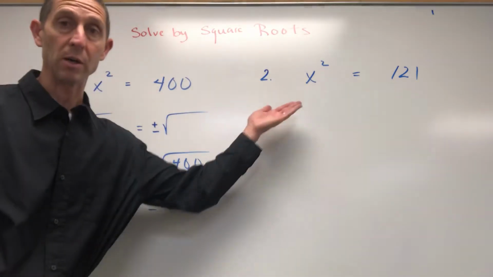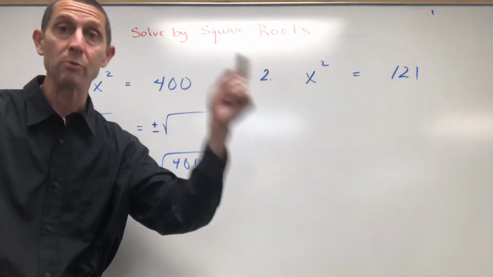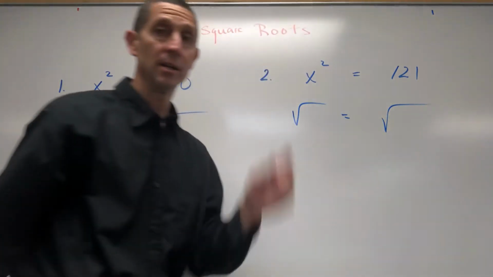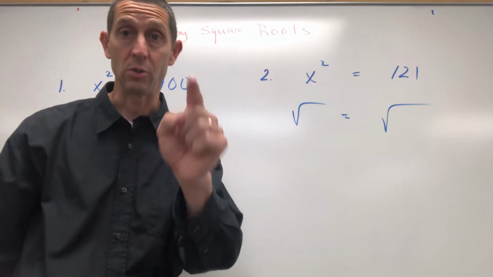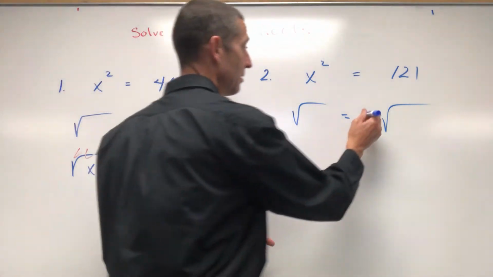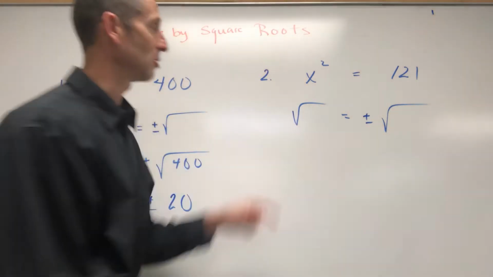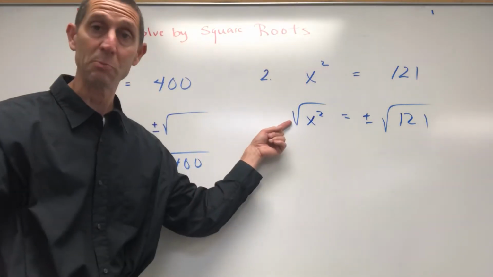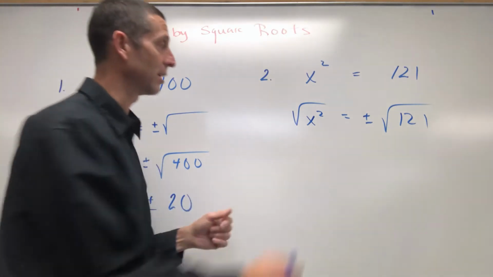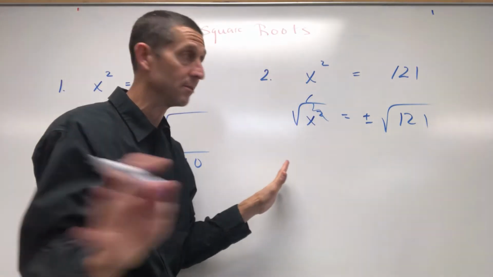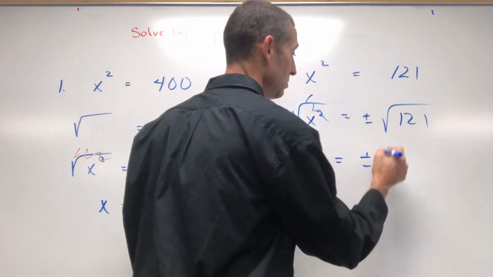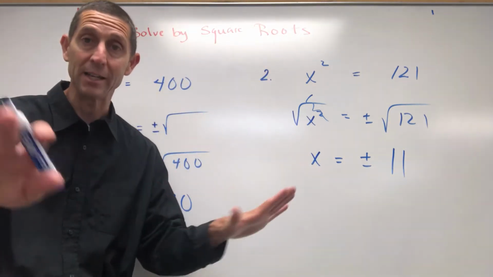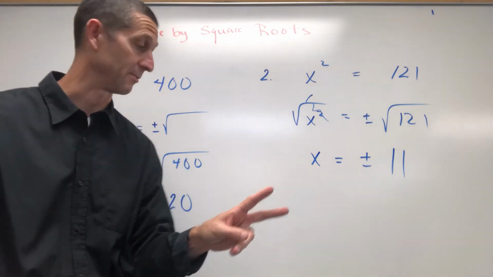121. So we walk up to the x, it's squared, we want to unsquare it. We bring in the square roots. You brought in the square roots, so you have to bring in plus or minus. There is plus or minus. Drop in your x squared, drop in your 121. This is spectacular. The square root and the squared cancel each other out. So you just have x equals the square root of 121, 11. So you've got a positive 11, you've got a negative 11, two answers, plus or minus 11.